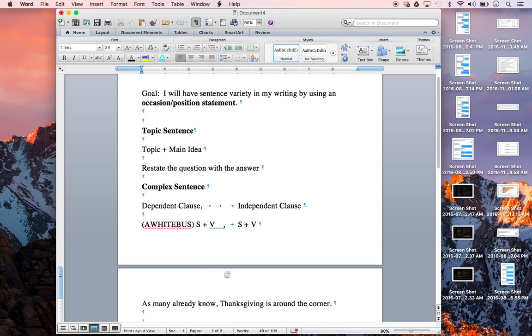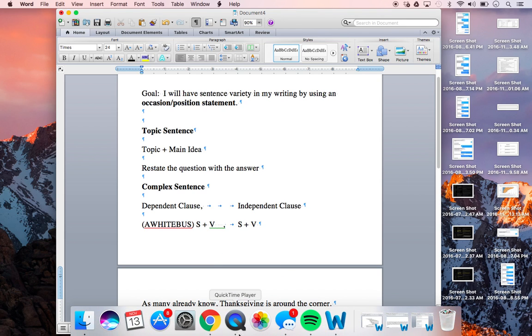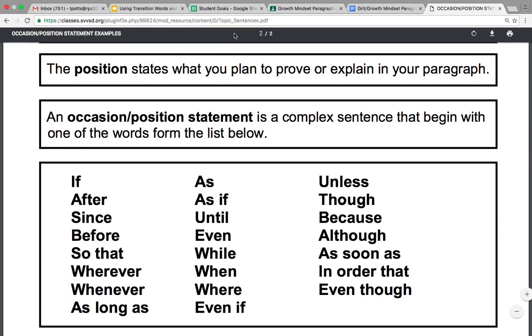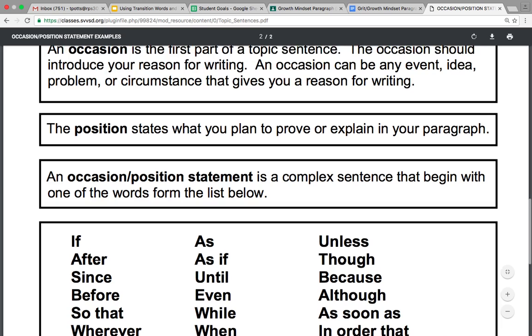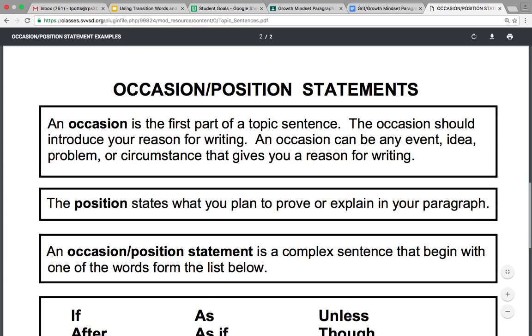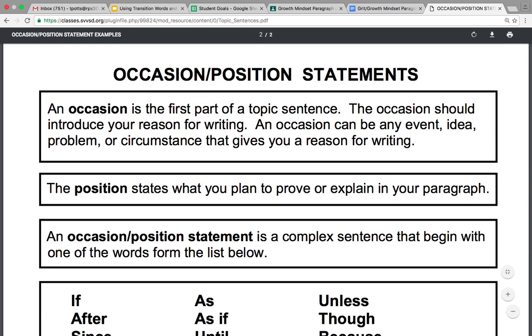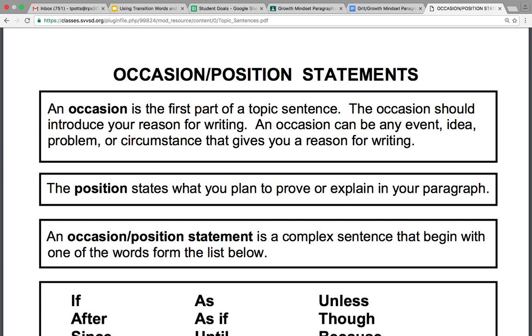Now, that being said, let's talk about the occasion position statement. I realize I'm saying that being said a whole lot. All right, here is the occasion position statement, the way to spice up your writing by starting it off with an excellent and interesting complex sentence.